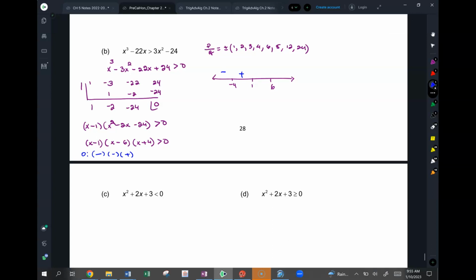Okay? Now I go to the next region. What's the boundary to the next region? X equals what? 1. At 1, odd multiplicity again. Changes sign. From here to here, the boundary is 6. Also from an odd multiplicity, it changes sign.